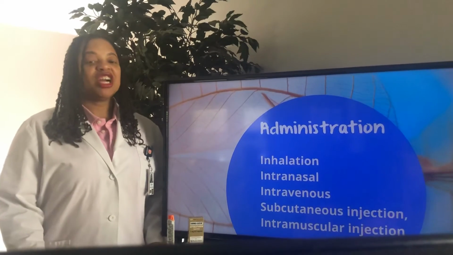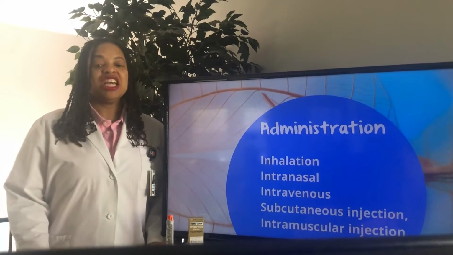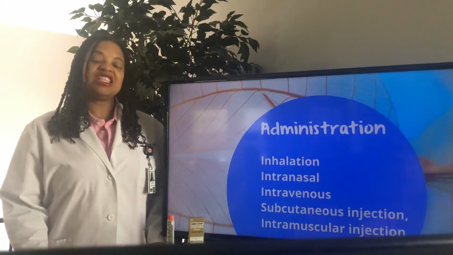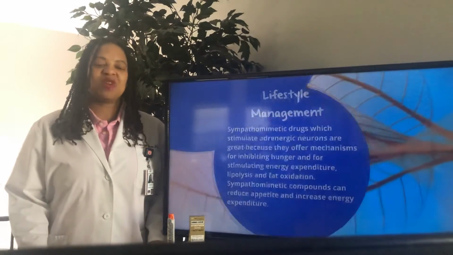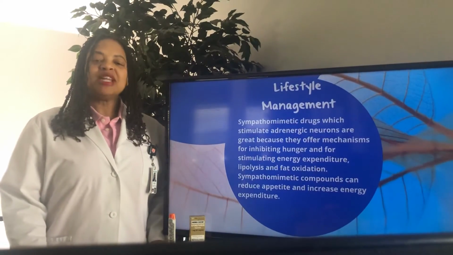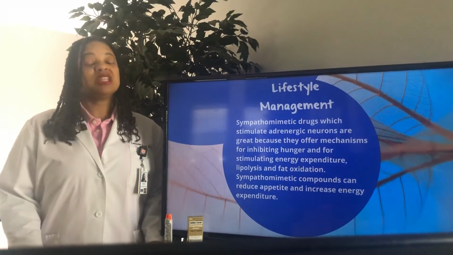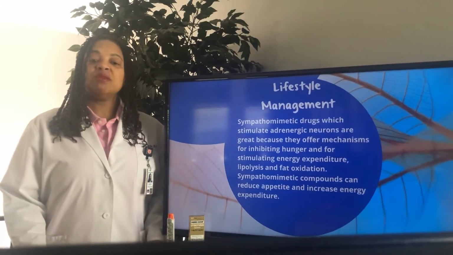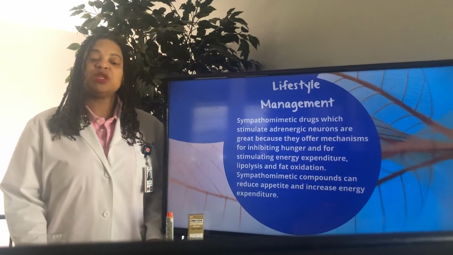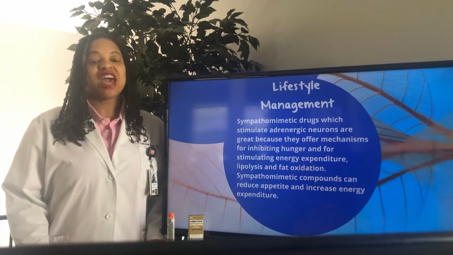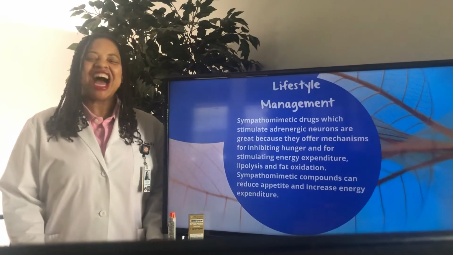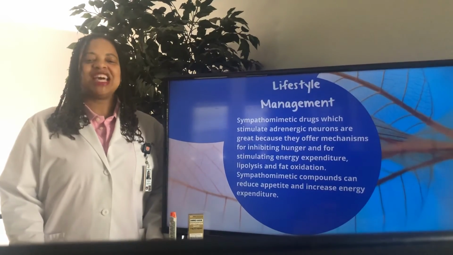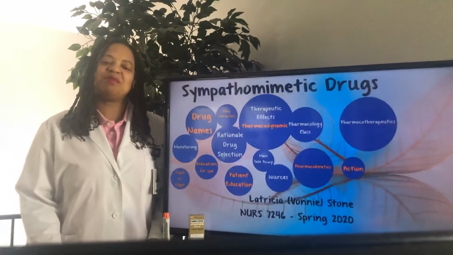These medications are administered by inhalation, intranasal, intravenous, sub-Q, and IM injection pathways. For lifestyle management, these medications, when it comes to amphetamines and methamphetamines, affect those folks that are trying to inhibit their hunger, stimulate energy expenditure, cause lipolysis and fat oxidation, and reduce their appetite and increase their energy expenditure.